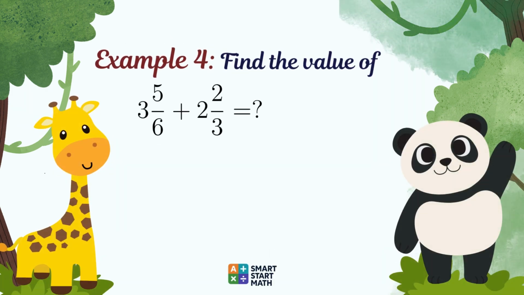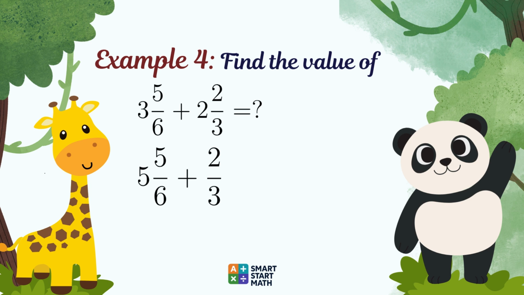Okay, let's move on to another example. Example 4. We have 3 and 5 out of 6 plus 2 and 2 out of 3. First, let's add the whole numbers. 3 plus 2 is equal to 5. Next, we add the fractions. 5 out of 6 plus 2 out of 3. Since these are unlike fractions, we need to find a common denominator. The common denominator for 6 and 3 is 6.